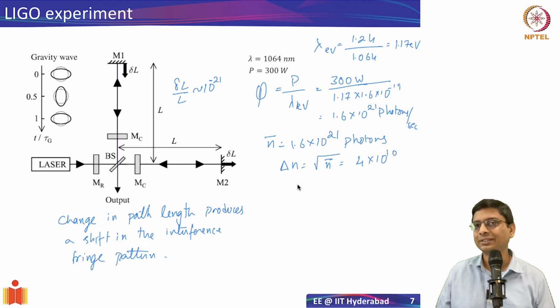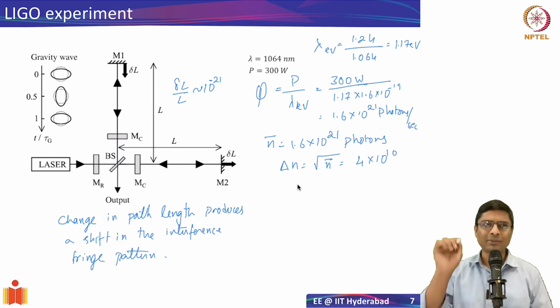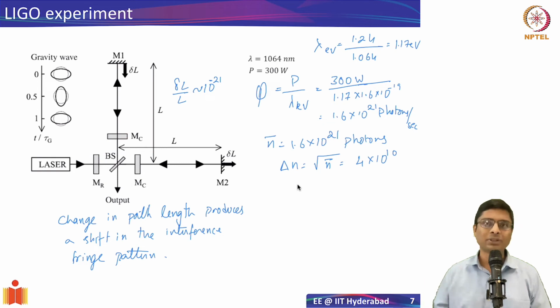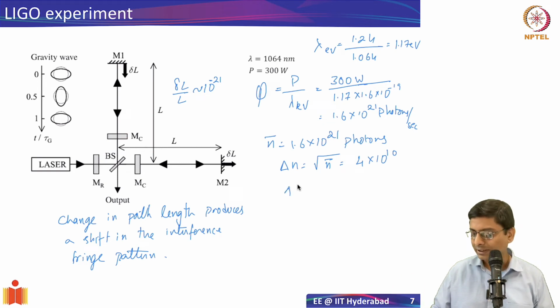Shot noise limit? Shot noise is basically your photons are coming, you're hitting many shots of photons, and there should be some fluctuations because the photon number is fluctuating. So there should be some noise. That will be given by delta phi into delta n equal to half, right? So delta phi is going to be 1 by 2 delta n from the phase number uncertainty relation. So this is going to be 1 by 2 into 1 by 8 into 10 power 10.